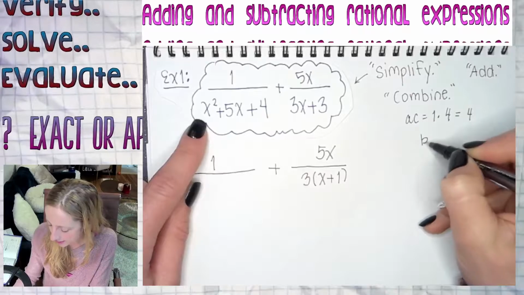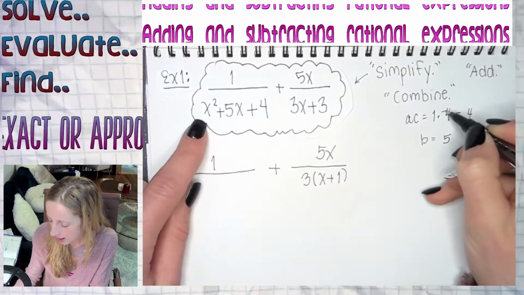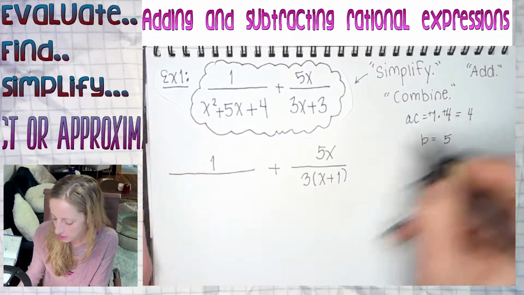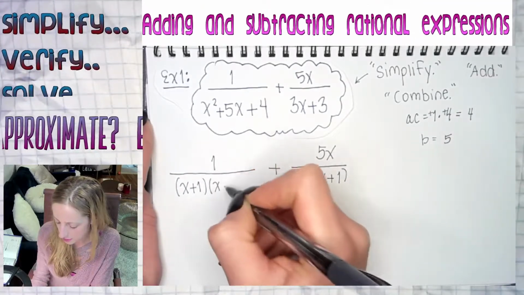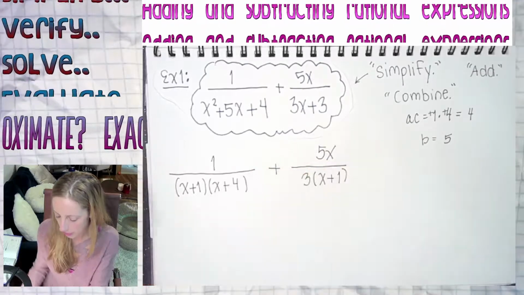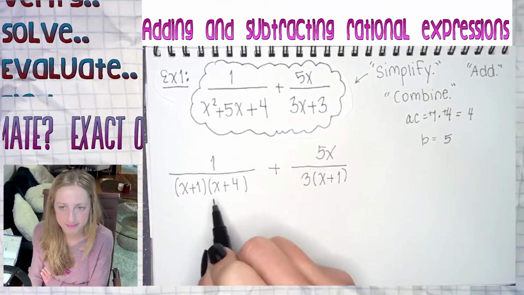But we said if A is 1, we can take a shortcut. We need it to add to give us 5. That'll be a positive 4 and a positive 1. So as our shortcut, we could just do X plus 1 and X plus 4.